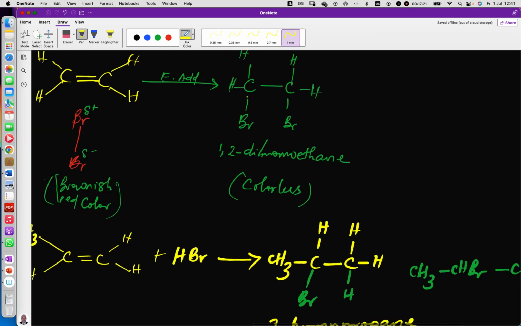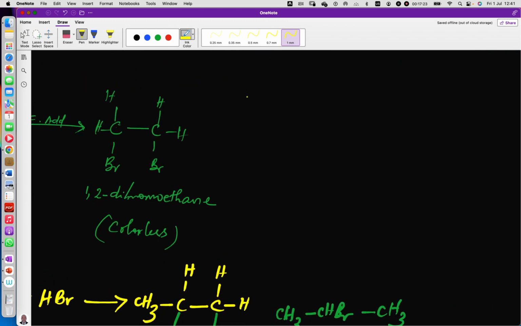Let's use that one as another example. That is another reaction, this other one here. This is the alkane molecule. Yes, that is the alkane.